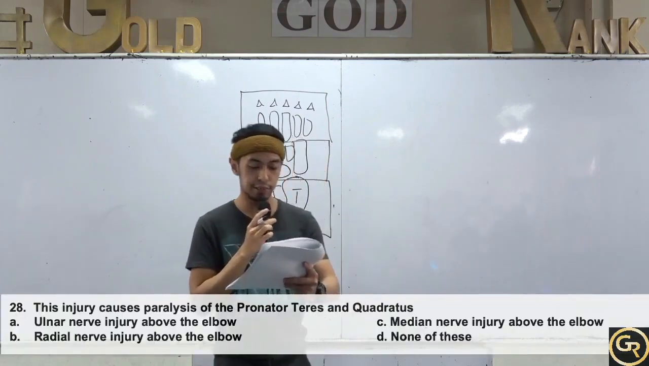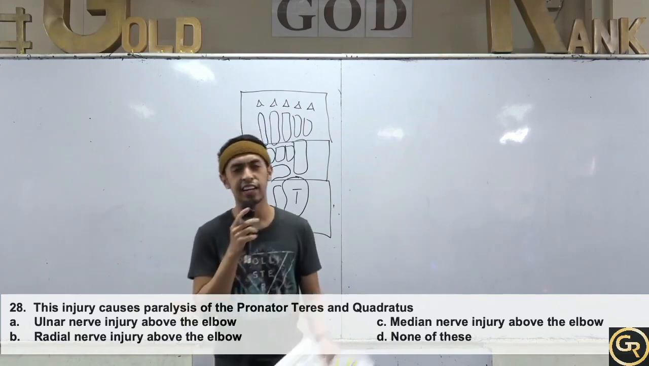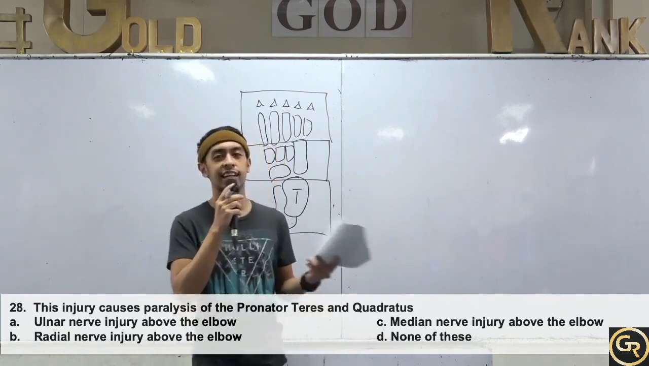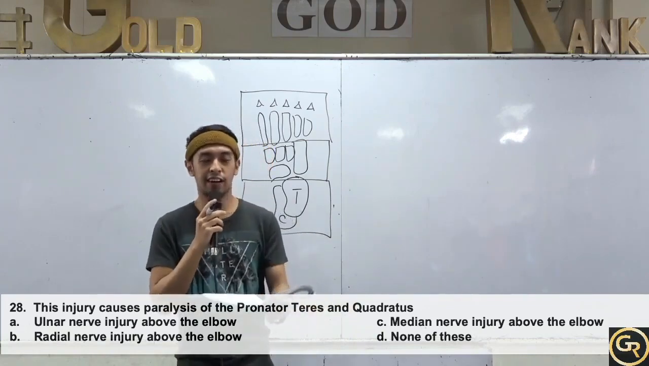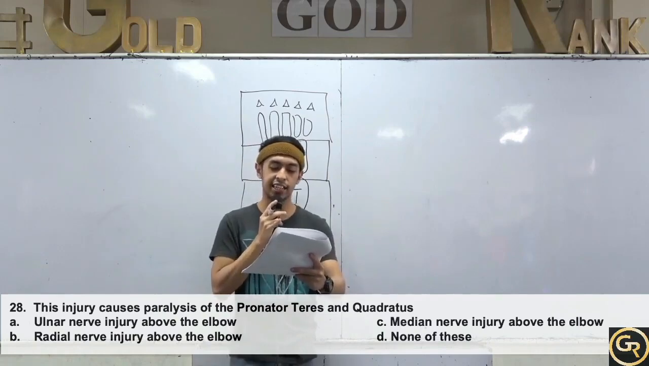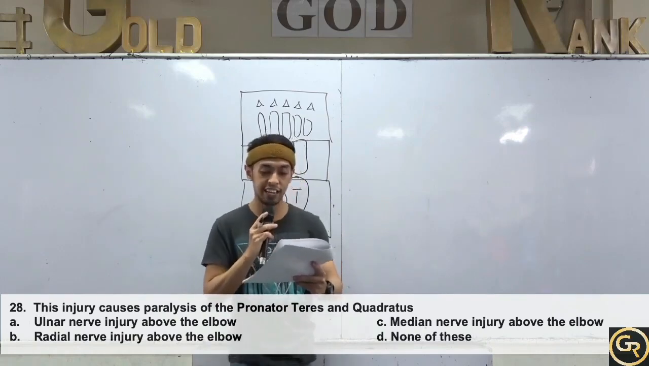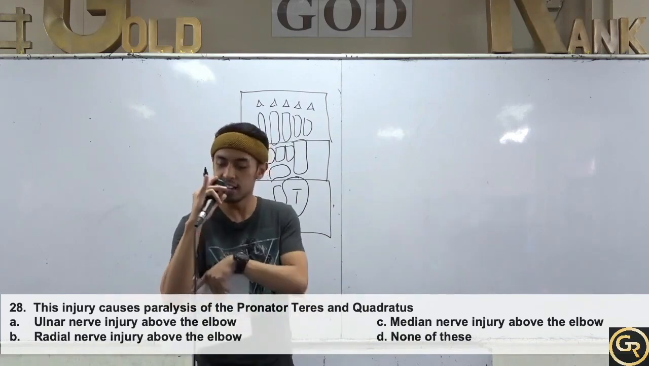28. This injury causes paralysis of the pronator teres and quadratus. Sino po ang nag-i-innervate sa ating pronator teres and ating pronator quadratus? It's your median nerve. Okay, your median nerve, meron po ba? Yes, okay, it's letter cat. And it should be clarified that it should be above the elbow. Okay, at the level of the elbow.